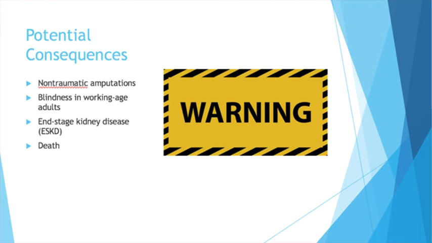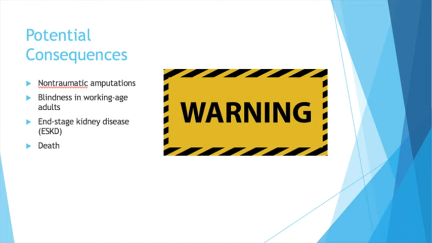Some potential consequences of diabetes: non-traumatic amputations. In the US, diabetes is the leading cause of non-traumatic amputations. Blindness in working age adults. End-stage kidney disease, death. So diabetes is the leading cause of death from a disease, primarily because it comes with that high rate of cardiovascular disease.